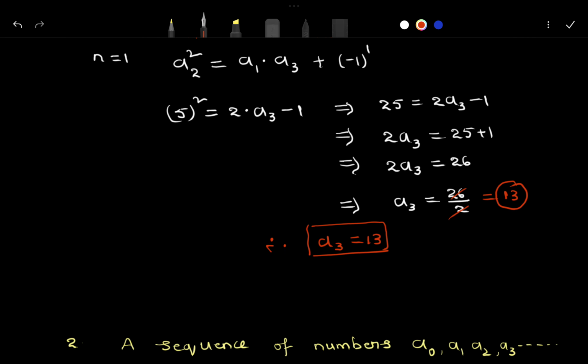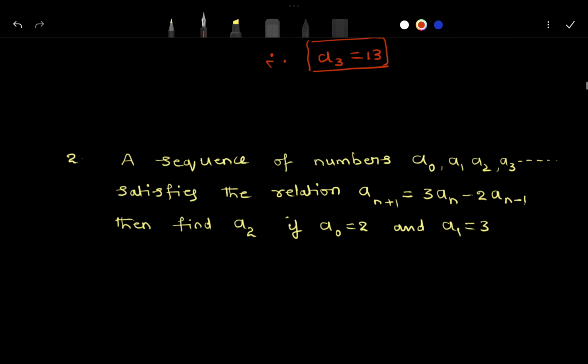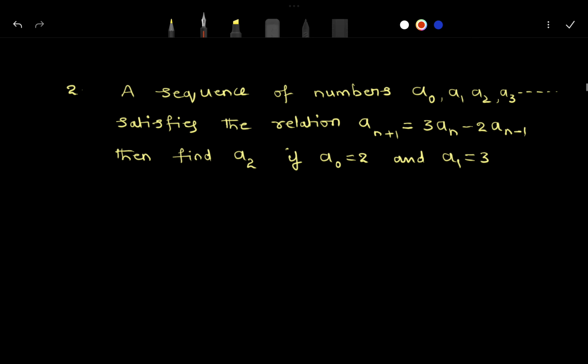Okay, right, next we go to one more question. A sequence of numbers a0, a1, a2, a3 and so on satisfies the relation a(n+1) is equal to 3 into an minus 2 into a(n-1). All of you please see this one. Here, what is the given relation?